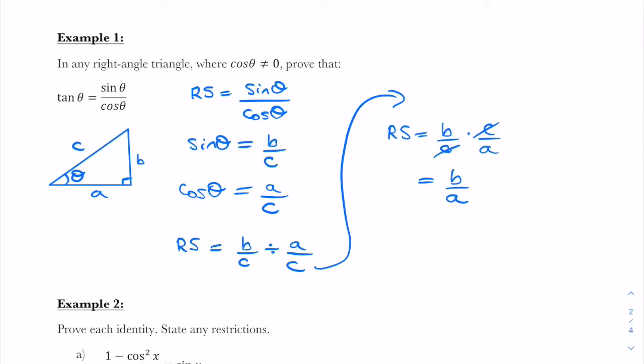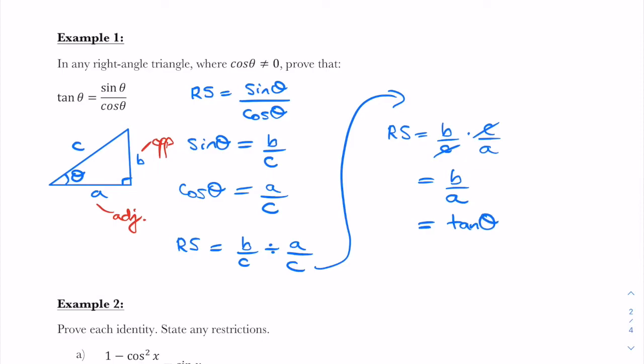But wait a minute, what is B over A? B would just be opposite to angle theta, so let's go back to the picture for a moment. This is the opposite side, and notice that A is the adjacent side. Hey, what's opposite over adjacent equal to? Hopefully you recognize that that's the expression for tan theta. And there you go, everyone, we've proven this.